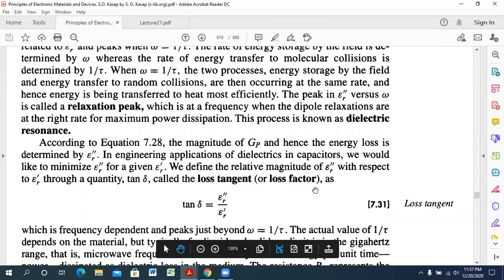Now there will be the dielectric resonance. Whenever omega equals 1 by tau, the energy storing and the energy releasing should be equal, and that is known as dielectric resonance. There is another term known as loss tangent or loss factor, tan delta, which should be equal to epsilon r double prime divided by epsilon r single prime.